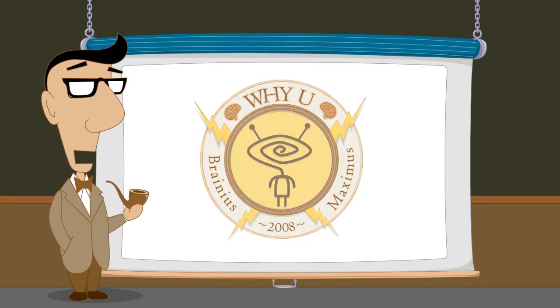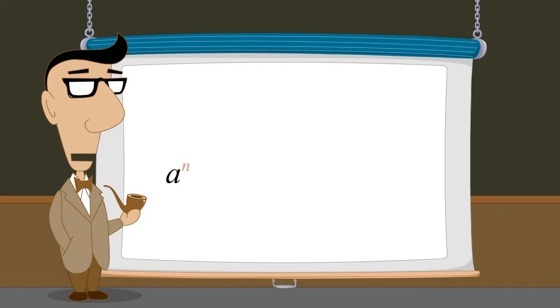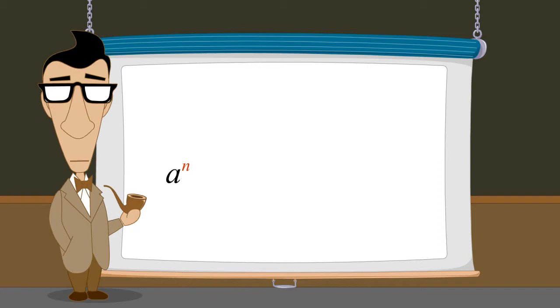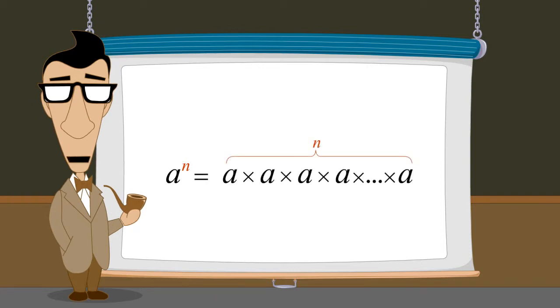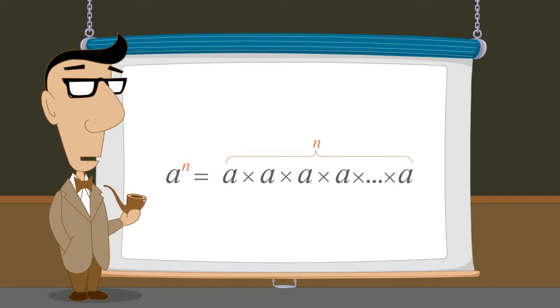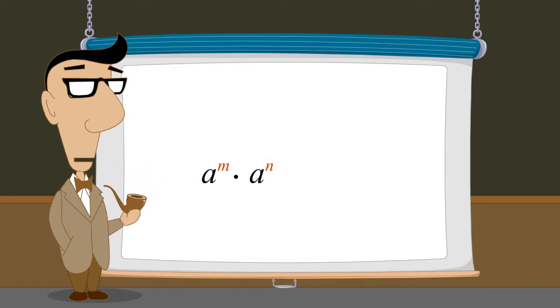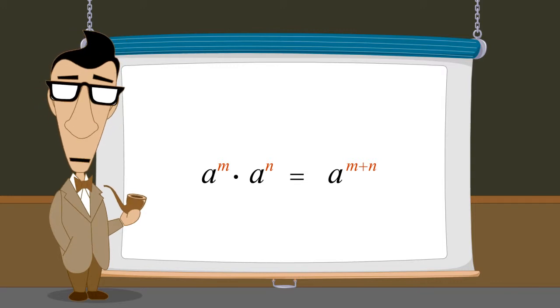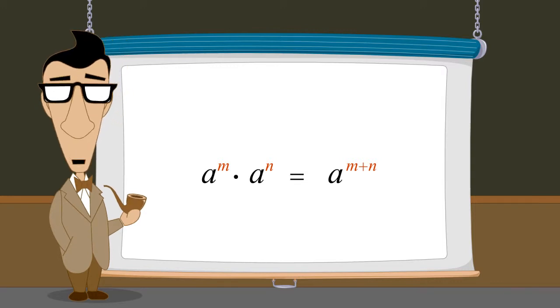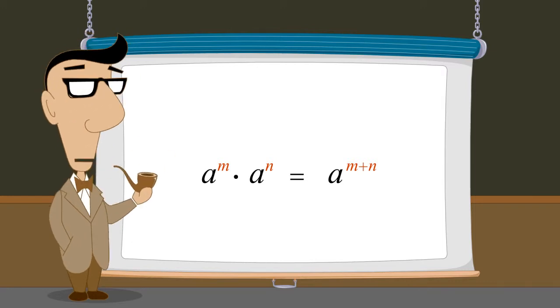We have seen that any number a raised to the nth power, where n is a positive integer, is equivalent to n a's multiplied together. We also saw that to multiply exponential expressions with the same base, we add their exponents. In this lecture, we will show how to use these rules to write exponential expressions in their simplest possible form.